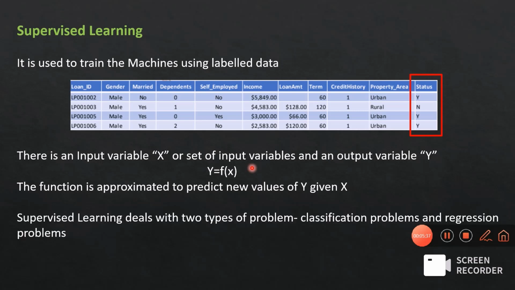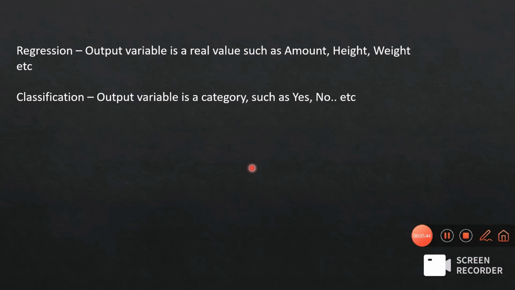Supervised learning basically deals with two types of problems, that is classification problems and regression problems. So what is classification and regression? In regression, we get the output variable as a real number, like amount, height, weight. And in classification, we are categorizing the output, like yes, no, true, false, 1, 2, or whether the loan will get approved or not. It can have two cases: the loan will get approved or it will get rejected.